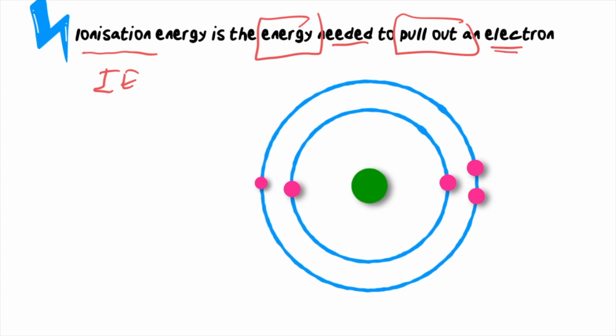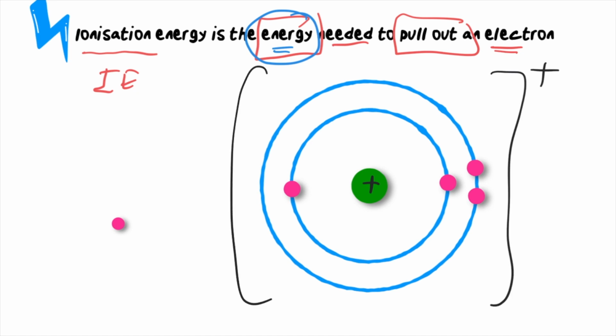What am I saying? I have to apply energy to take away this electron. That's because the nucleus in the center has positive protons and it's pulling this electron to the nucleus. But if I apply enough energy, I could pull this electron away from the atom, and this atom suddenly becomes an ion. So that's where the word ionization comes from.